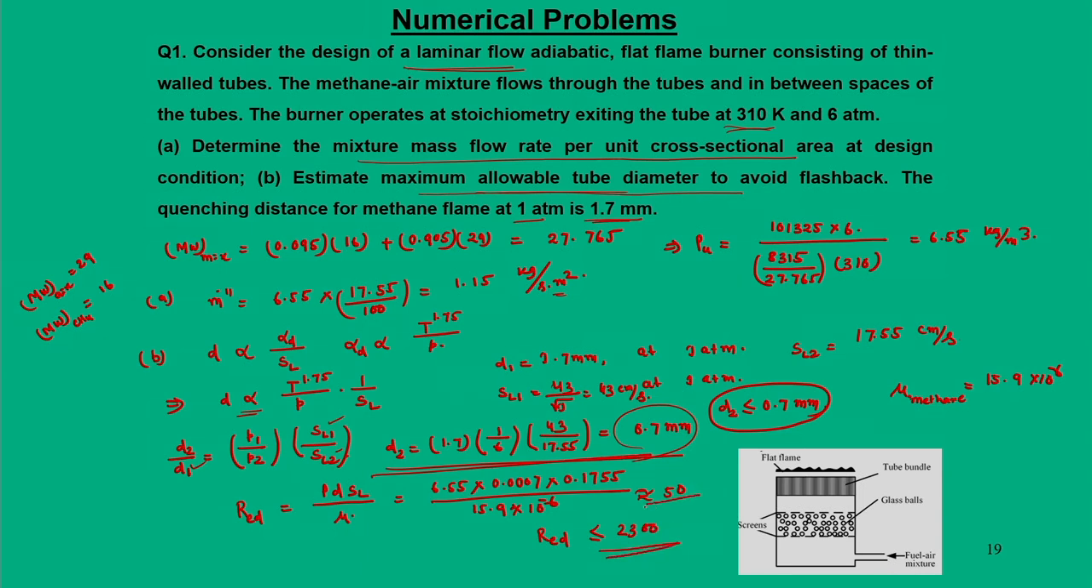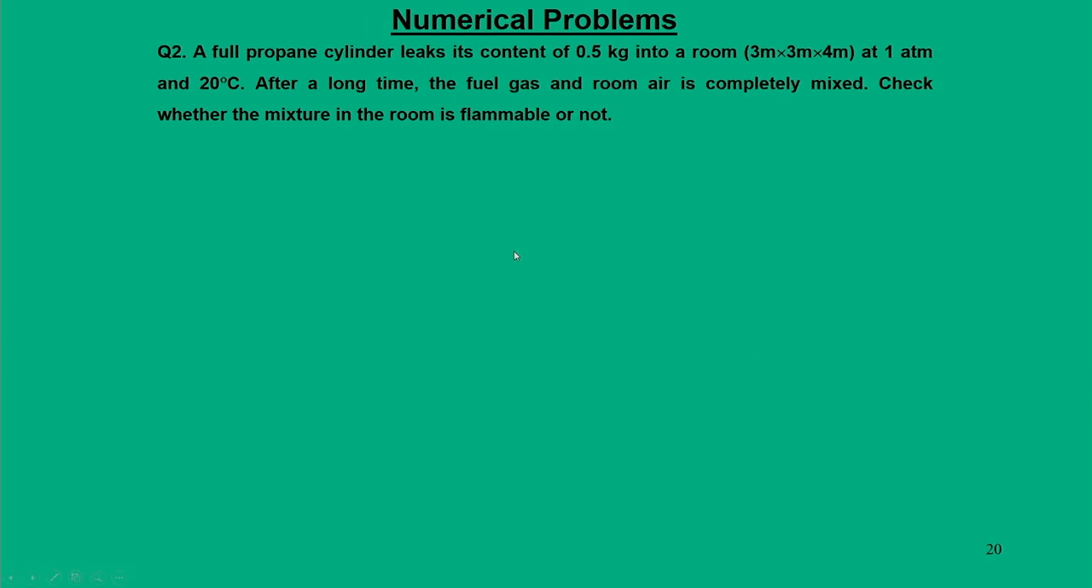And this again falls in this range, which means that it is a laminar flow burner. By ensuring the flame speed and gas velocity, it is a flat burner, and based on this we also find the quenching distance with respect to tube diameter. So, this particular concept gives the idea how the diameter of the tube is to be designed so that flashback should not occur. And the second problem is about the flammability limit.